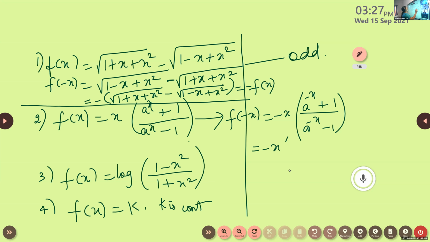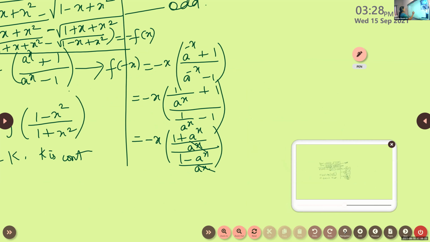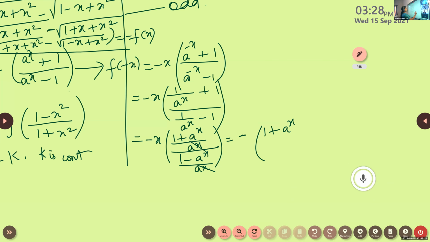Look at here, it is minus x into a raised to minus x, which means we can write this as 1 by a raised to x, less 1 by a raised to x minus 1, which is same as minus x into, if you take the LCM, 1 plus a raised to x by a raised to x by 1 minus a raised to x by a raised to x. A raised to x will get cancelled. So that is equivalent to minus of 1 plus a raised to x by, from the denominator, if I take 1 minus outside, it will become a raised to x minus 1. These two minus will combine and we get plus, which is same as a raised to x plus 1 by a raised to x minus 1, x into.